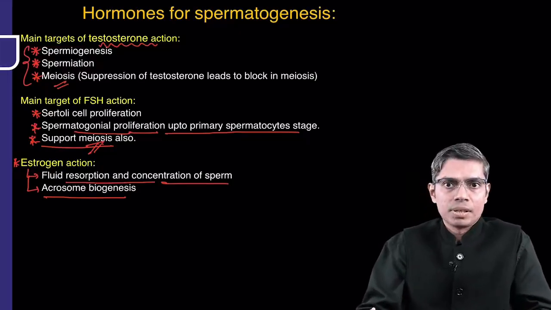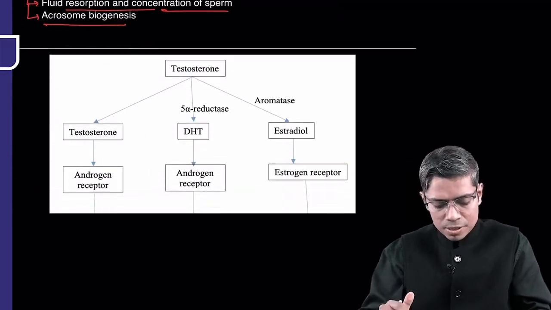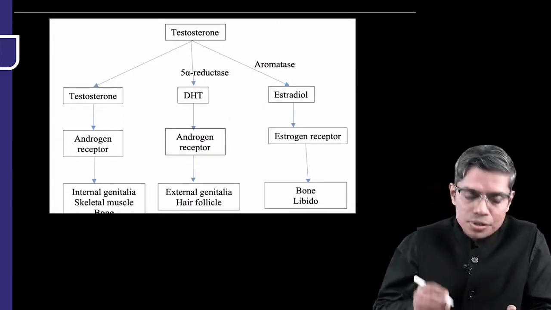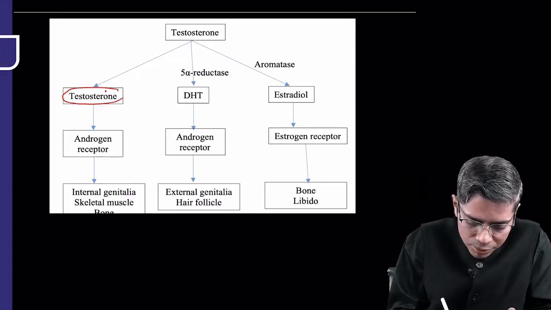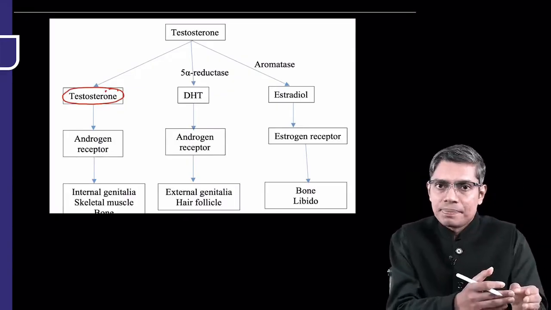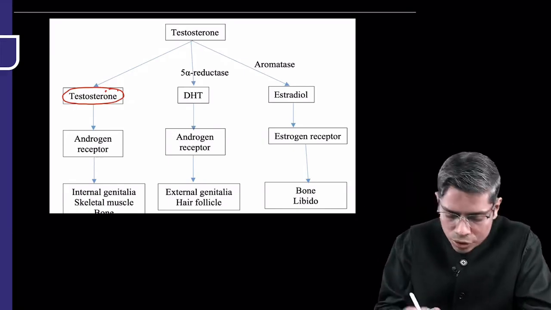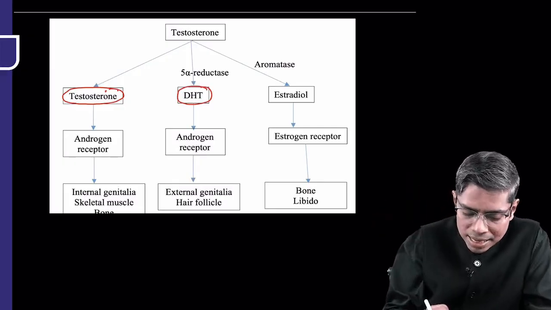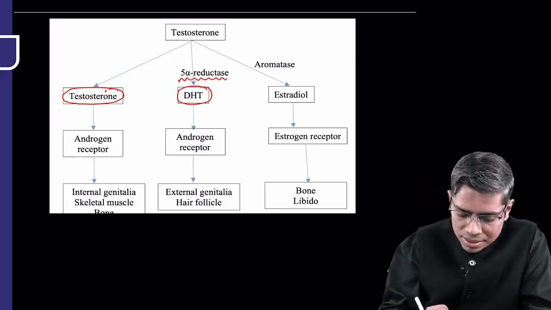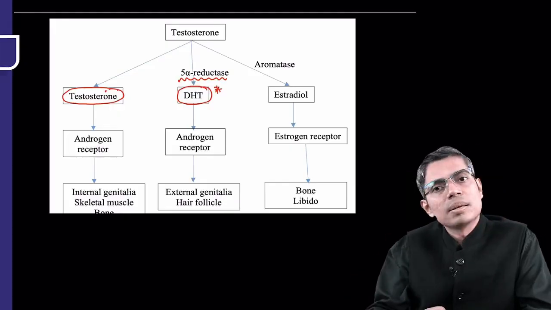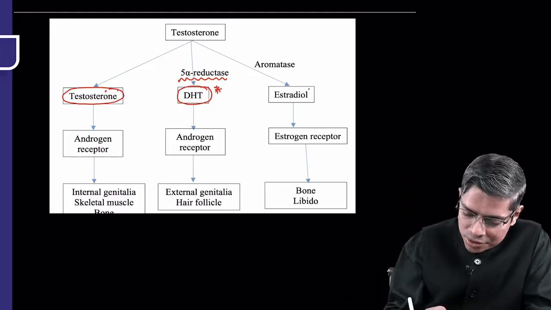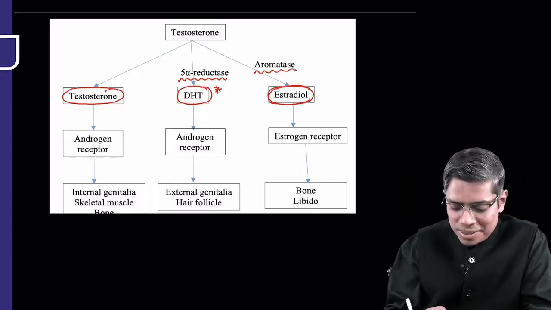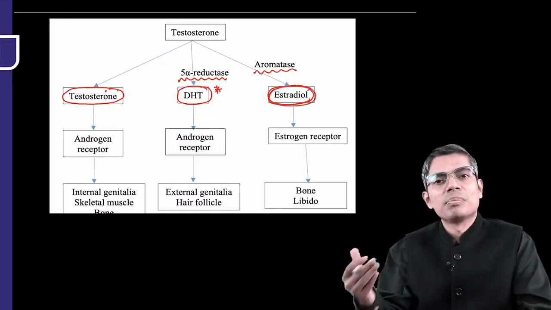So the male hormone which is required for the spermatogenesis process is testosterone, which is synthesized from the Leydig cell. Now the testosterone has some important functions which are done by testosterone itself. And testosterone can be converted into another variety, dihydrotestosterone, by the enzyme 5-alpha reductase. This dihydrotestosterone has certain other important functions. And testosterone can also be converted into estradiol or estrogen by the enzyme aromatase. This estradiol also has certain functions in males.